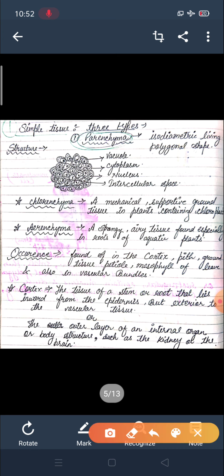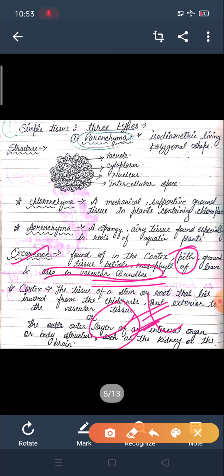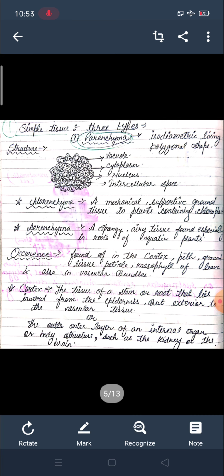Now let's understand its occurrence. It is found in the cortex, pith, ground tissue, petiole, mesophyll of leaf, and also in vascular bundles. Vascular bundles means xylem and phloem, and pith means the stem part, like you have observed in the banana plant. So the banana plant stem contains parenchymatous tissue. They are spongy and air filled, right?